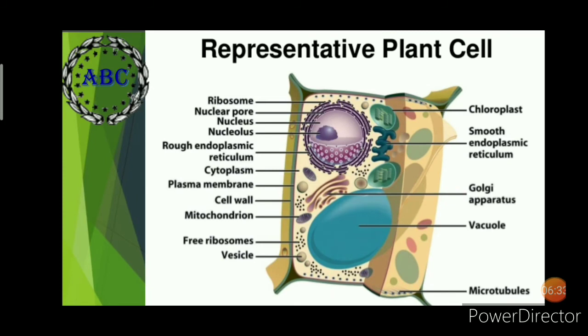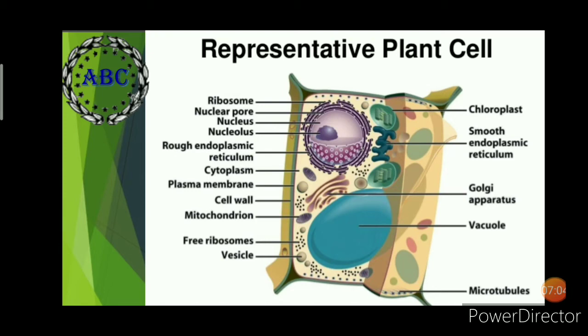This is a representative plant cell in which the cell wall is made up of cellulose. Inside that there is a plasma membrane, and there are so many cell organelles enclosed in the endomembrane system. The nucleus is well defined, well organized, with nuclear pores and a nucleolus. There are two types of endoplasmic reticulum, rough endoplasmic reticulum and smooth endoplasmic reticulum.